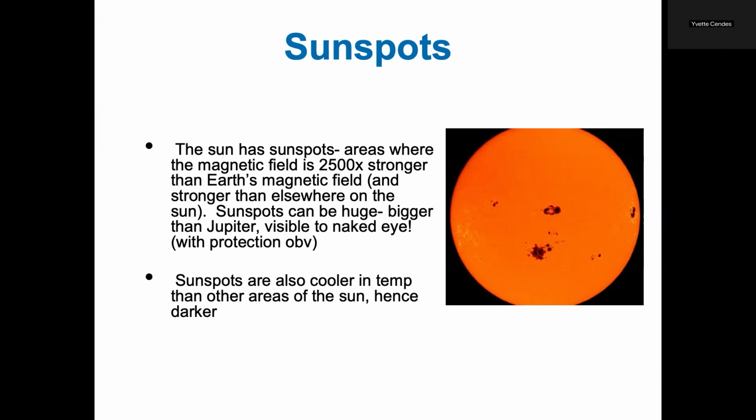So the sun has sunspots, which are areas where the magnetic field on the sun does not have a simple dynamo like we do. It's a plasma. It has a lot of norths and souths. And in these sunspots, you have a magnetic field about 2,500 times stronger than Earth's magnetic field, and it can be stronger than elsewhere on the sun. The sunspots can be bigger than the planet Jupiter. If you have protection, sometimes you can even see them. They can get that big looking at the sun. They're also cooler in temperature, and that's why they look darker to our eyes.